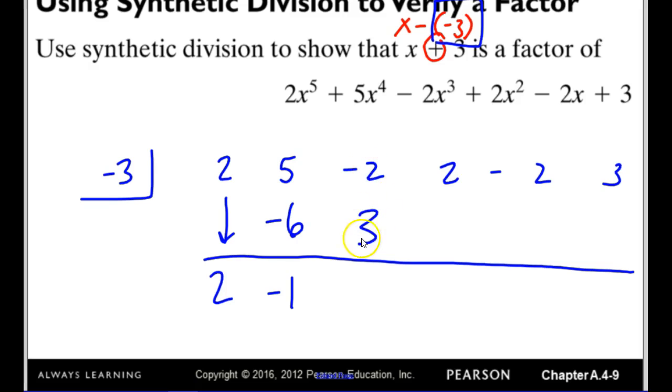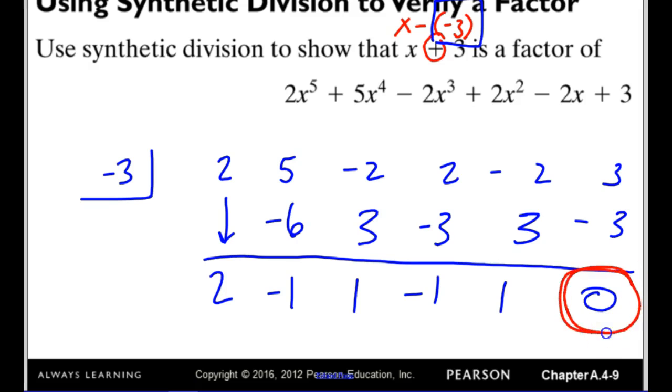Then I add -2 plus 3, which gives me 1. -3 times 1 is -3. I add 2 minus 3, which is -1. -3 times -1 gives me 3. I add -2 plus 3, which is 1. -3 times 1 gives me -3. So when I add here, I end up with a 0 as my remainder. If I end up with a 0 as my remainder, then yes, this is a factor. If I ended up with some number as a remainder, then no, that would not be a factor. But since I ended up with 0, yes, it is.